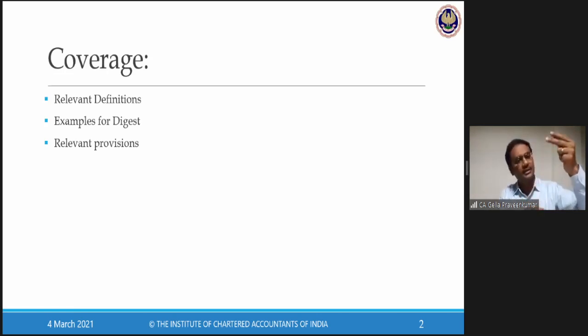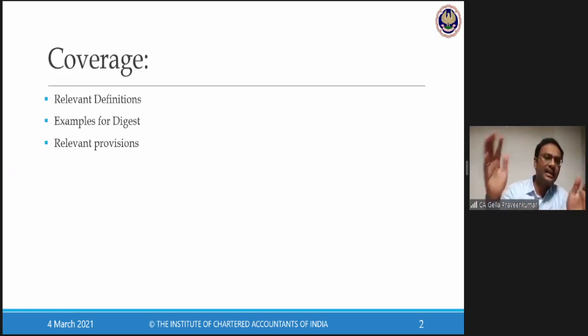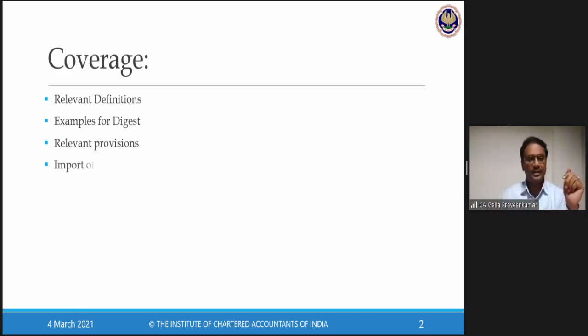Among these three, place of supply. There's one provision called place of supply. Very, very important. Since it is already discussed at length by the previous faculty, I'll not focus on place of supply provisions in depth. I'll just touch upon it and come out of that particular provision.